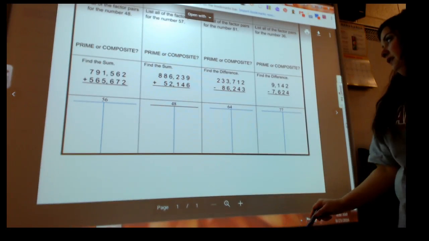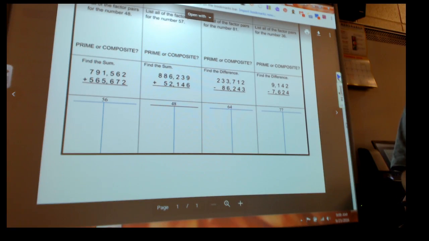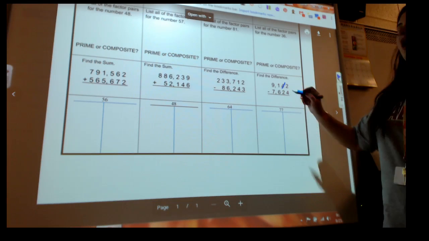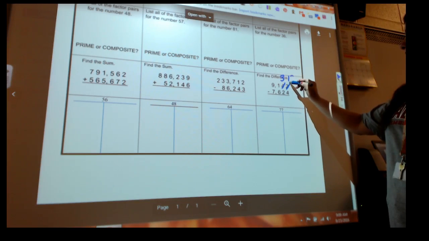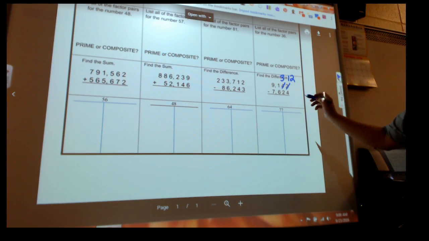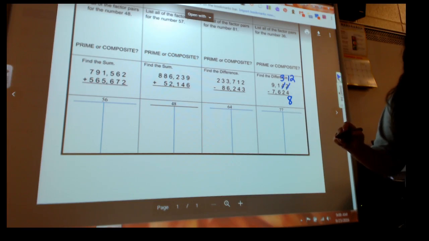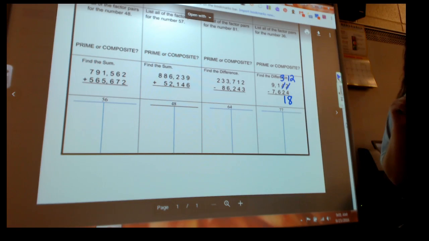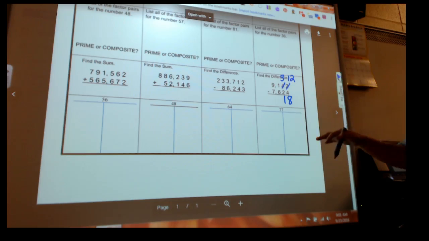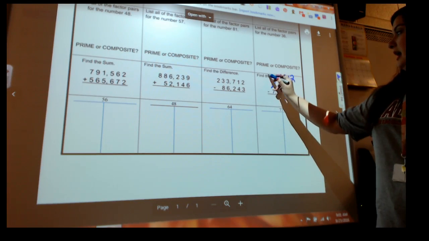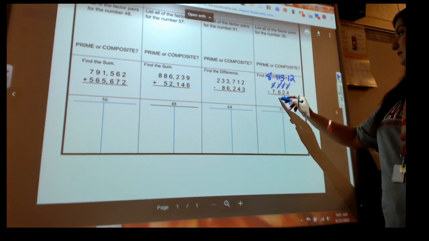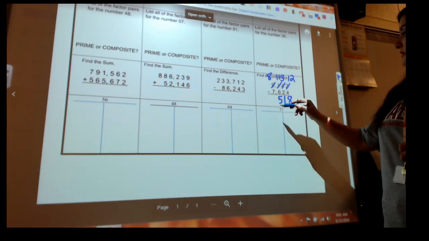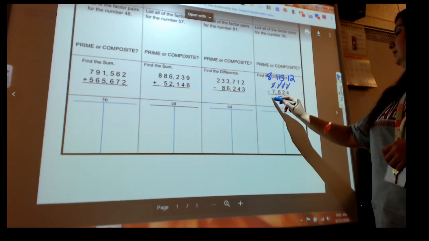All right, find the difference. 2, take away 4. Go next door and get some. Thank you, Zachary, for starting that. That means I'm going to turn it into a 12. 12 take away 4 is 8, take away 2 is 6. 1, take away 6. Go next door and get some more. So I'm going to say, hey, Mr. 9, I need some. 11 take away 6 is 5, take away 1 is 4. I gave it to y'all.